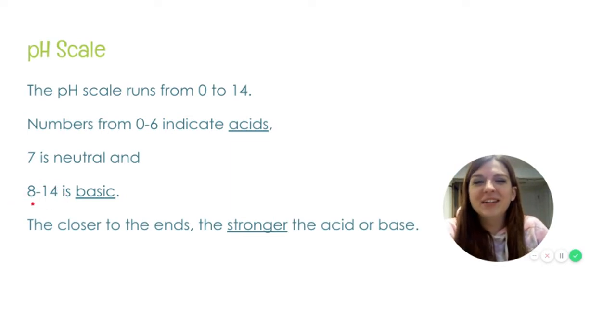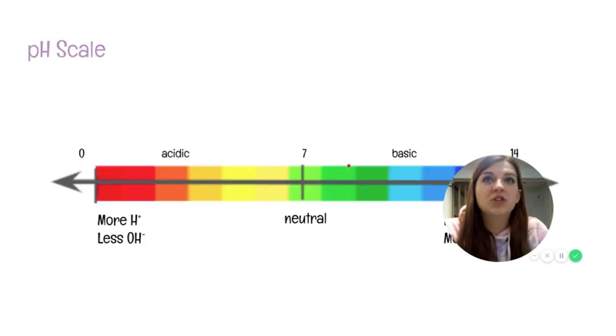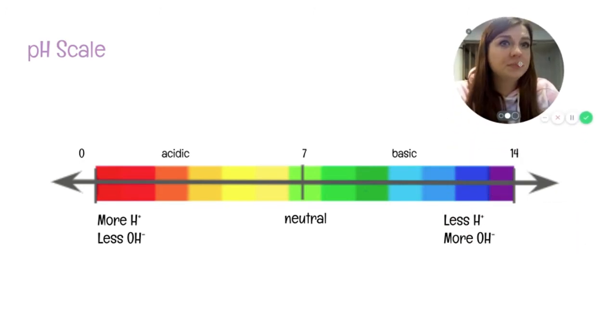8 to 14, those pHs are going to be considered basic, and the closer to the ends of that scale, the stronger the acid or the base is going to be. So here is a picture of the scale. This is indicators kind of sort of following universal indicator, like the colors. More on that later. This region of the scale is acidic.